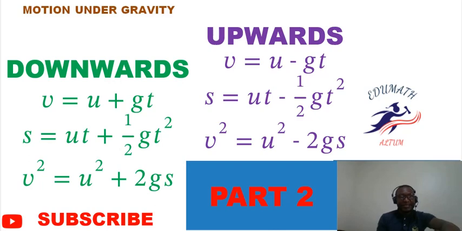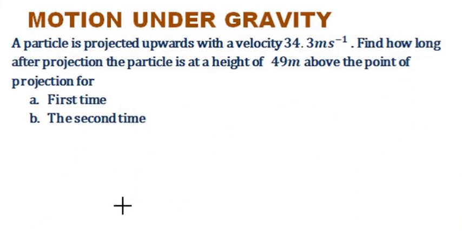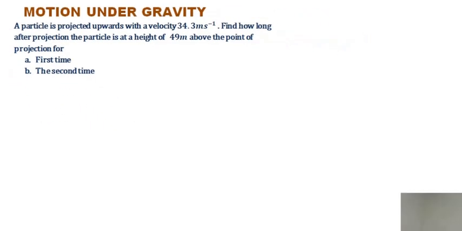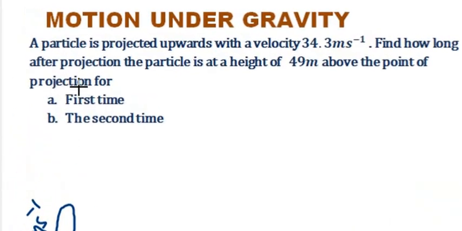For now, let's get started with some guiding questions. A particle is projected upwards with a velocity of 34.3 meters per second. So let's project the particle first. We have this particle projected at the initial velocity of 34.3 meters per second. Find how long after projection the particle is at a height of 49 meters above the point of projection for the first time, that's in part A, and the second time.